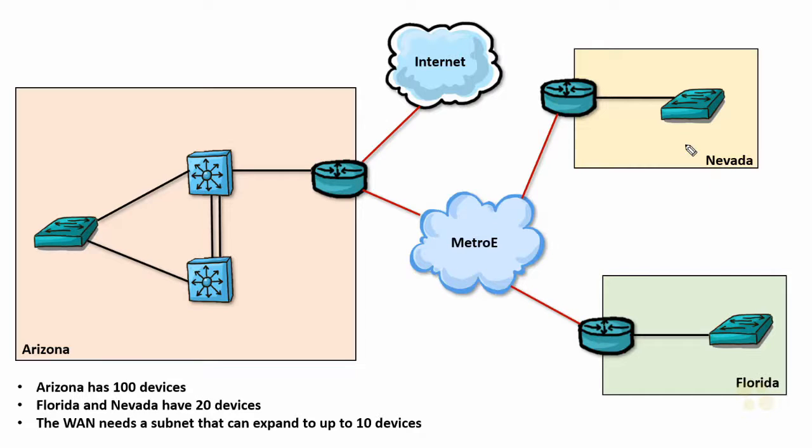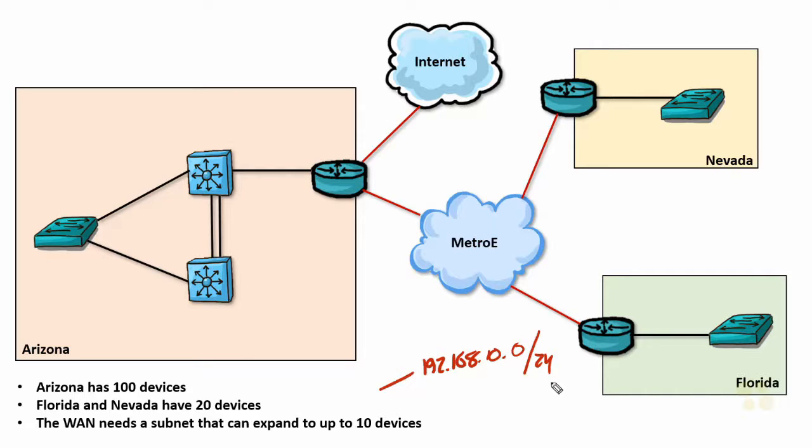So here's how VLSM would come about. The network situation says Arizona's got 100 devices, right? Okay, Florida and Nevada, 20 devices apiece. And the WAN, which is this network right here, needs a subnet that can expand up to 10 devices. Oh, by the way, forgot to tell you, you can only use 192.168.10.0 because the architect has only given you a single Class C network for this entire thing.